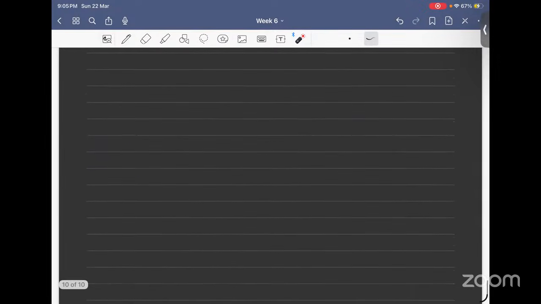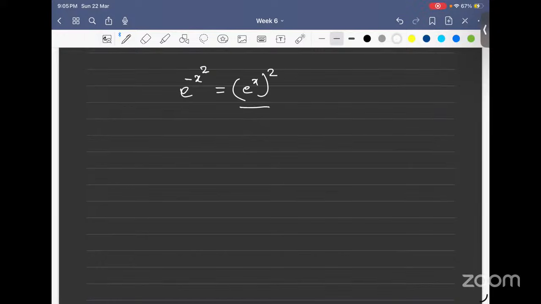Okay, let's solve this. If you have a question, something like e to the power minus x square is equal to e to the power x whole square upon e to the power 3, calculate for x. See, this week you only have to use all the properties. I hope all the properties we have discussed. So only use the property and then solve the questions. Nothing difficult in this week.